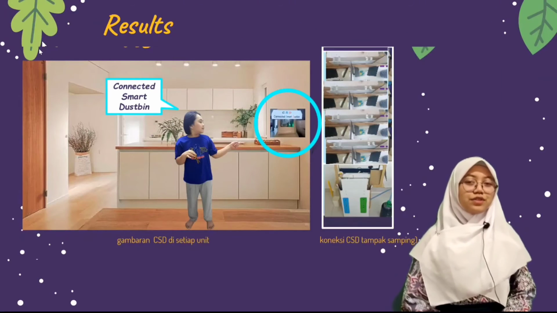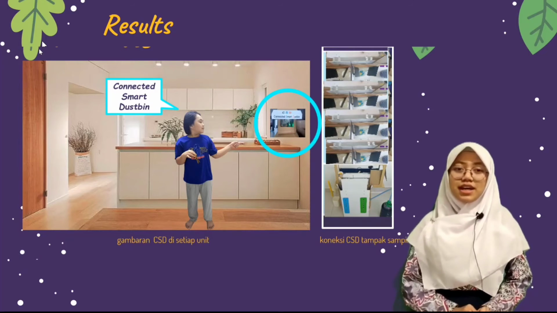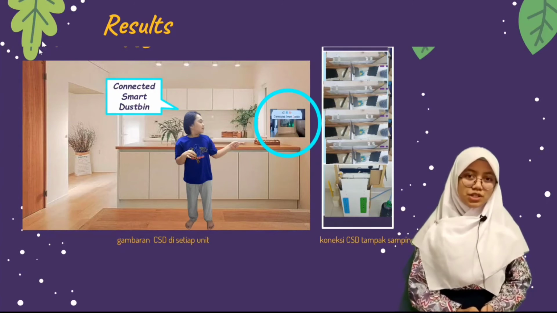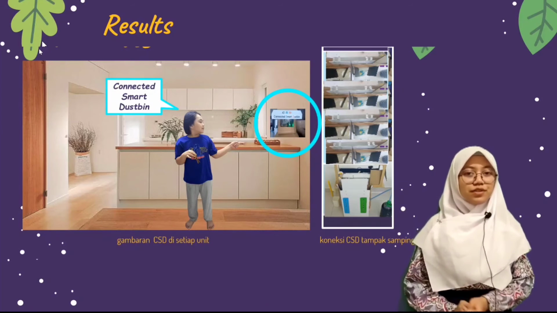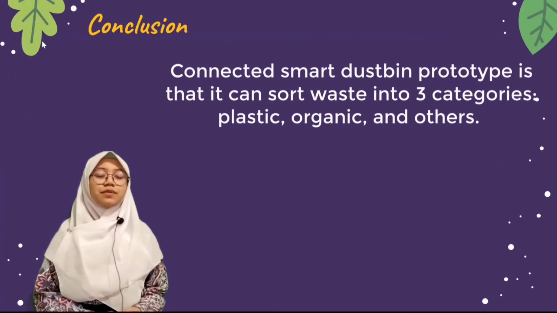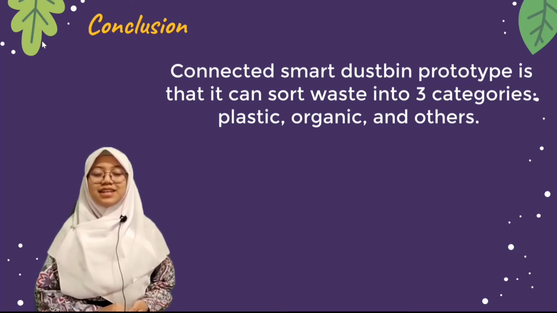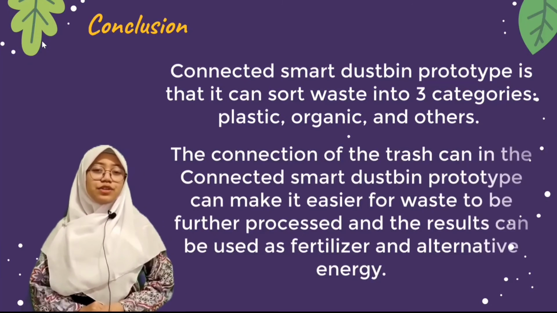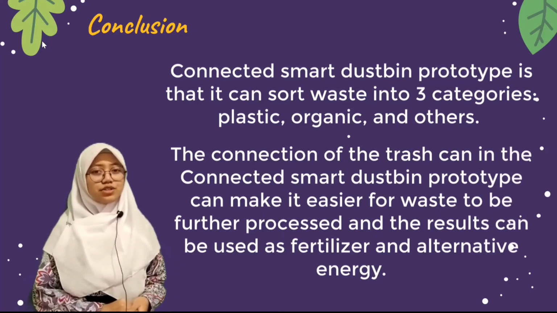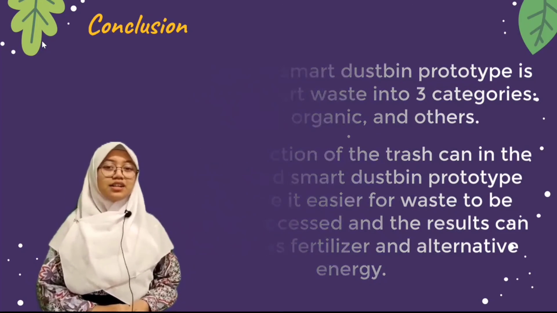The results of this prototype can also reduce the release of greenhouse gases, which are carbon dioxide and methane, that contribute to climate change, thereby making the surrounding environment healthier and free from the negative impacts of waste. The conclusion of this connected smart dustbin prototype is that it can sort waste into three categories, which are organic, plastic, and others. The connection of this prototype can make it easier for waste to be further processed, and the results can be used as fertilizer and alternative energy.